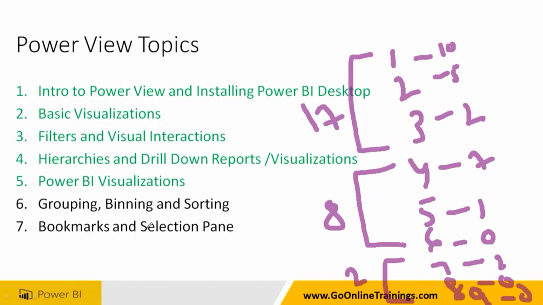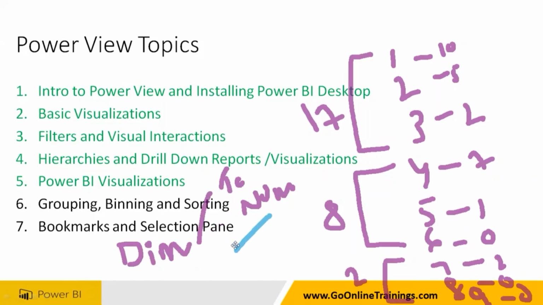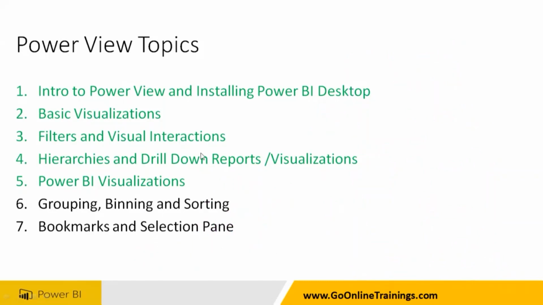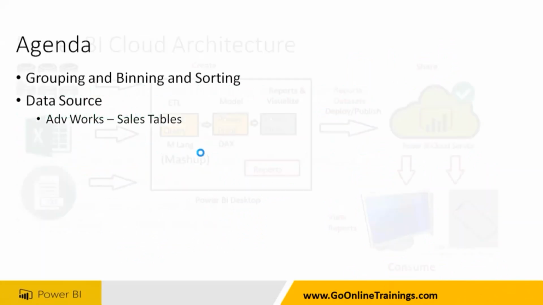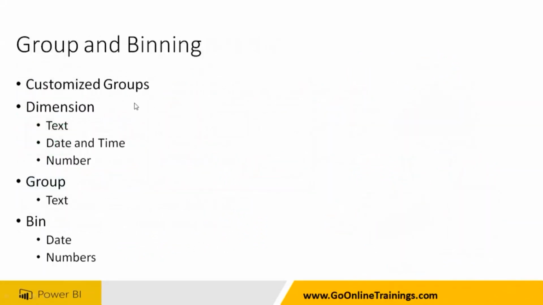Grouping and binning are applied on dimensional data. Remember that. Dimensional data may be text data, number data, or date and time data. That is what we understood yesterday, right? So if you want a customized grouping, that is where we use grouping and binning. Dimension data can be textual data, date and time data, or number data.